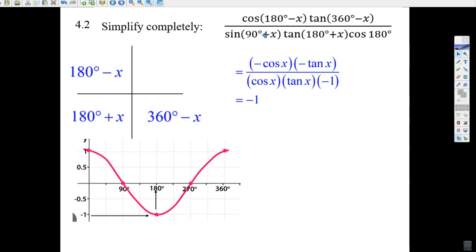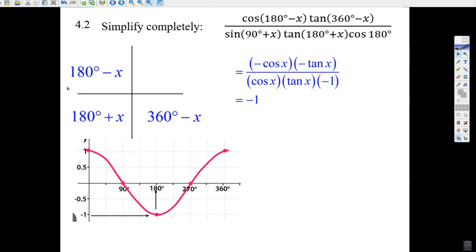Well, the sine of 90 plus x. If you see the sine and you see 90, it's a cofunction problem, and sine turns into cosine. That's all there is to it. And 90 plus x is up here, and sine is positive there, so that's why that stays positive.